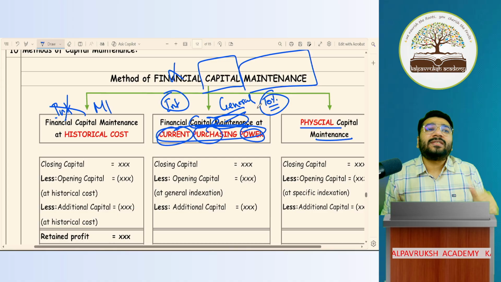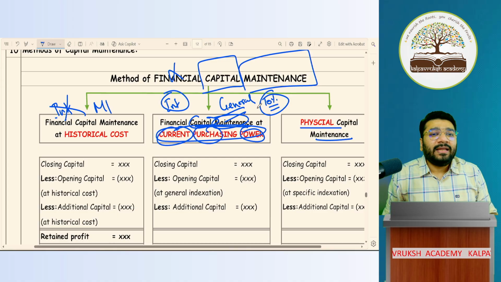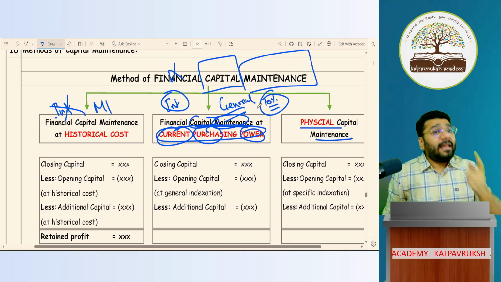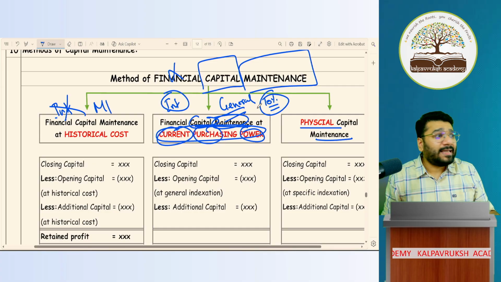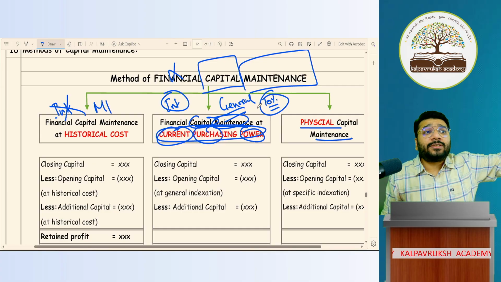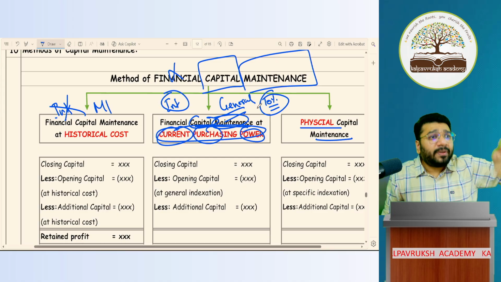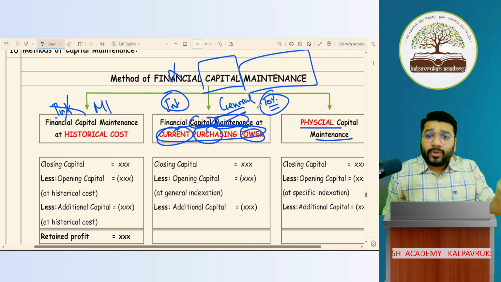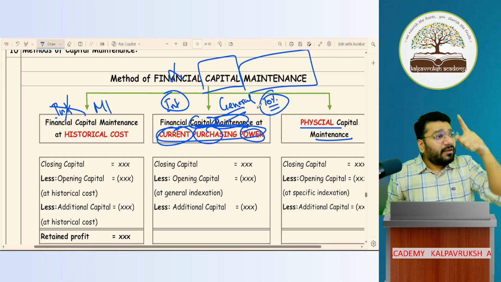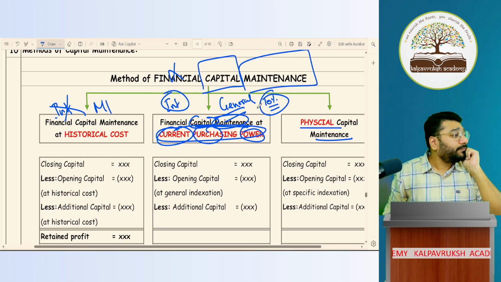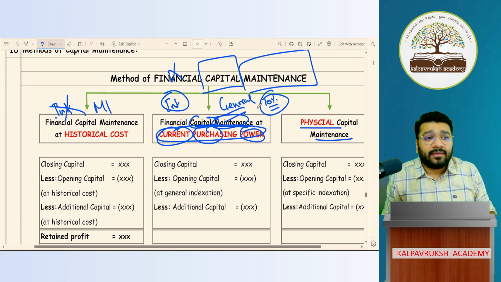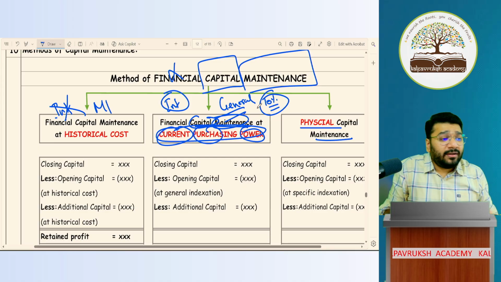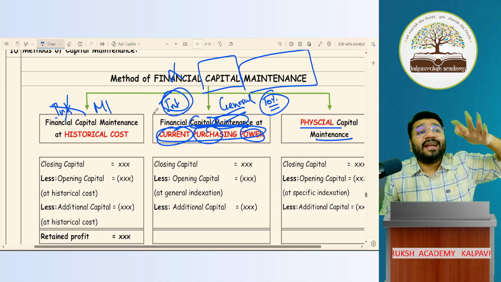So inflation has increased by how much? Inflation has increased by 250%. In every industry, has inflation increased by 250%? No. In other industries, inflation increased only by 5%, 10%, 2%, 7%. So in every industry, will inflation increase by the same percentage? No. So one of the experts said in method 3, why should I consider inflation which is general in nature?